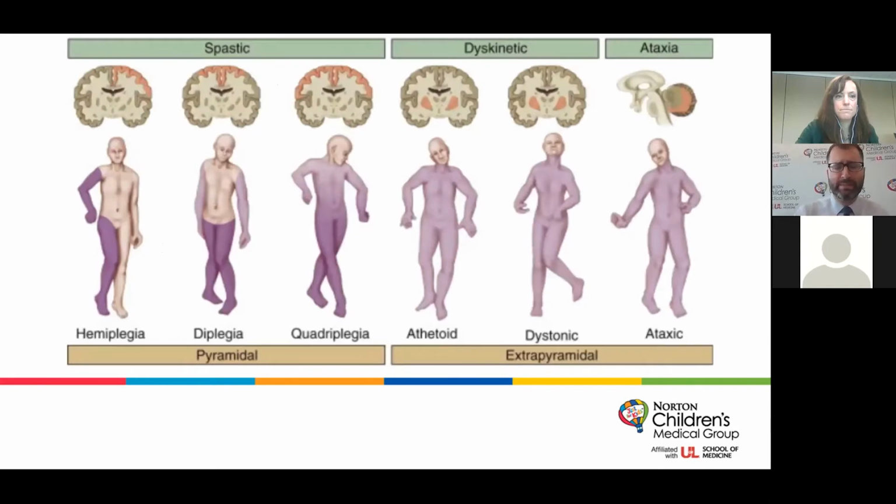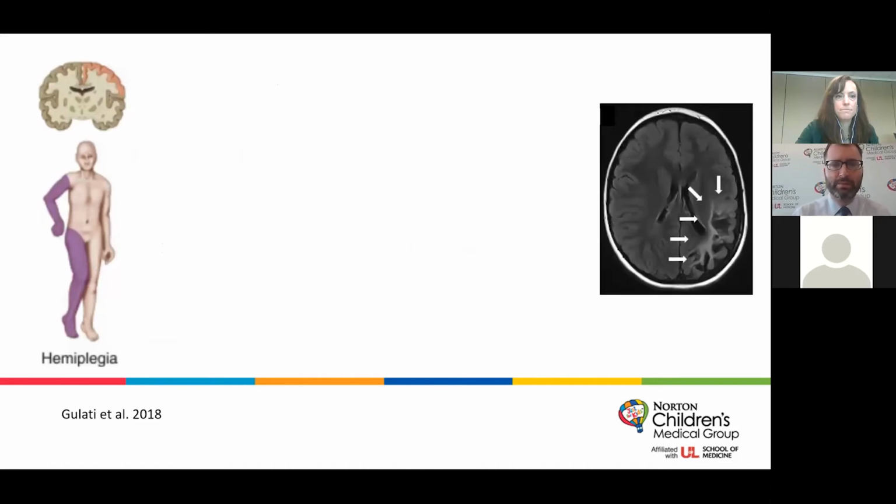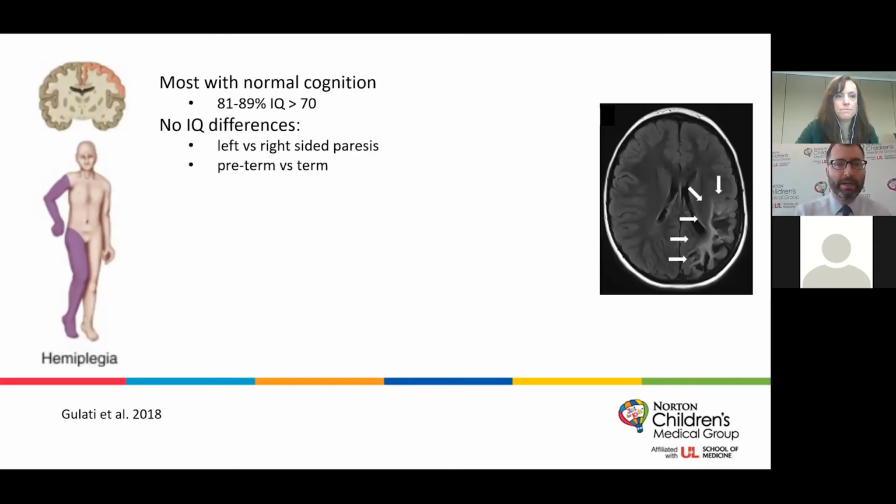So breaking down this schematic one by one, let's talk first about our patients with hemiplegic cerebral palsy. This is a nice example of an in utero stroke. This is affecting the left side, so this would be a patient who would have right body involvement. So what do these patients look like over time? Well, many of them actually have normal cognitive function. About 85% will have normal IQs. And what's really interesting is there's no difference in IQs if the left or the right side is involved, and if they're preterm or term. So these tend to not have any changes in this.